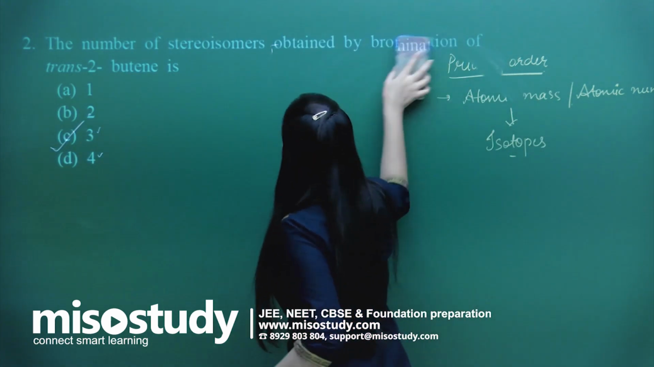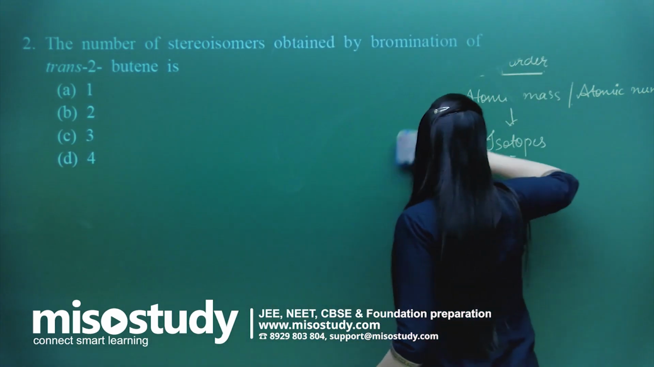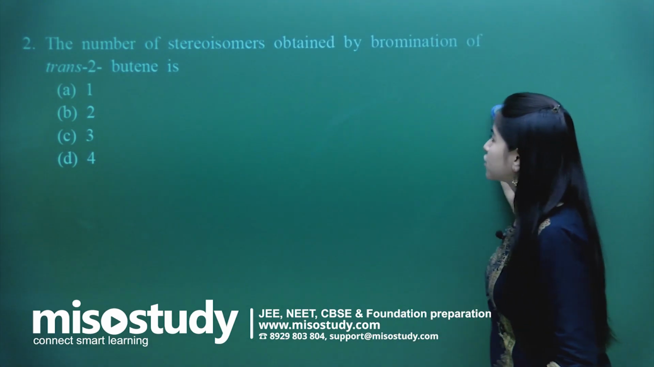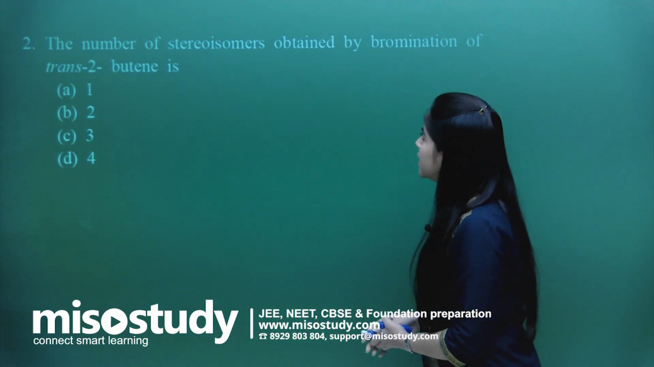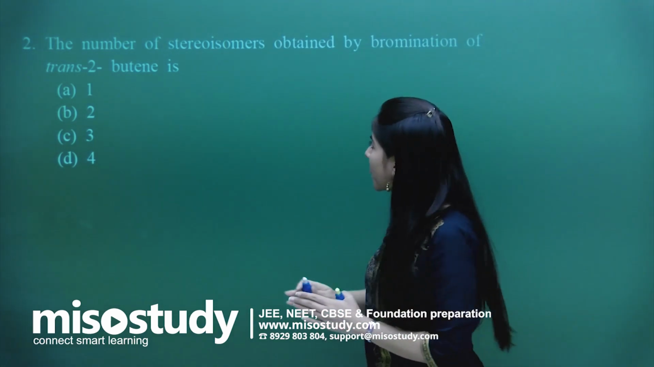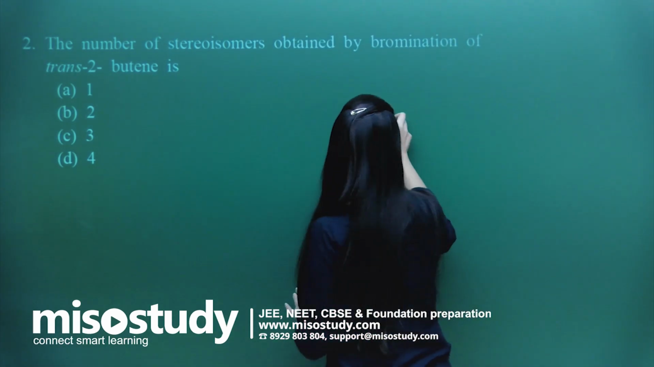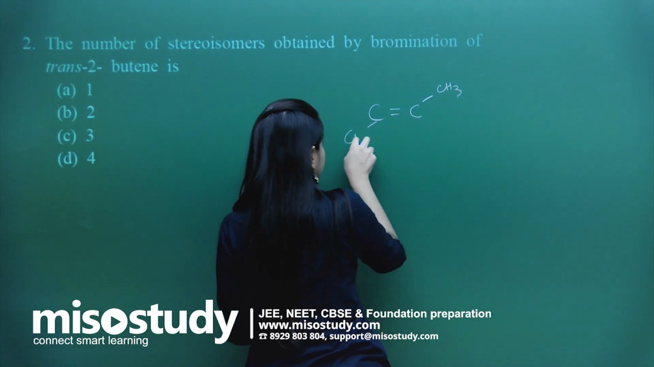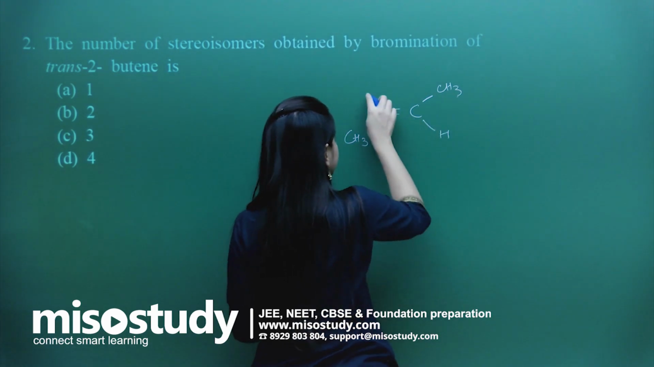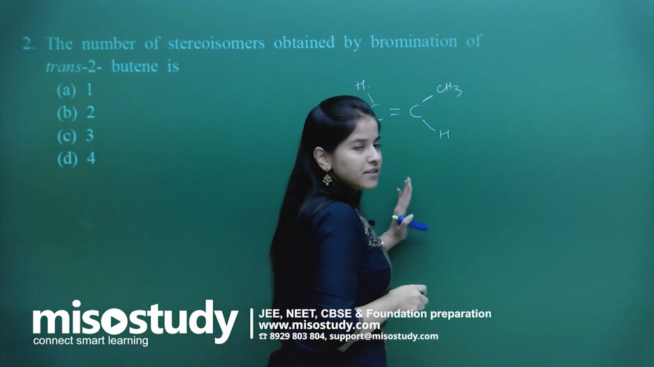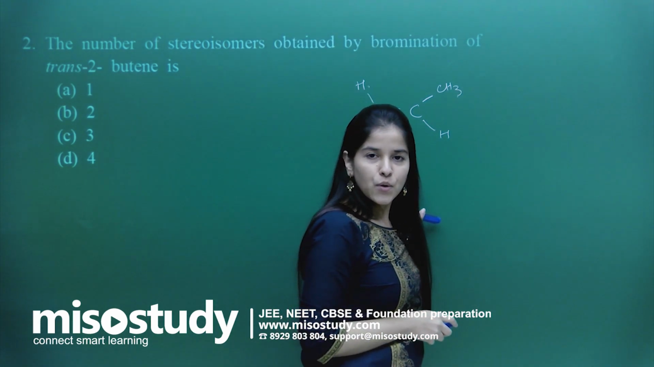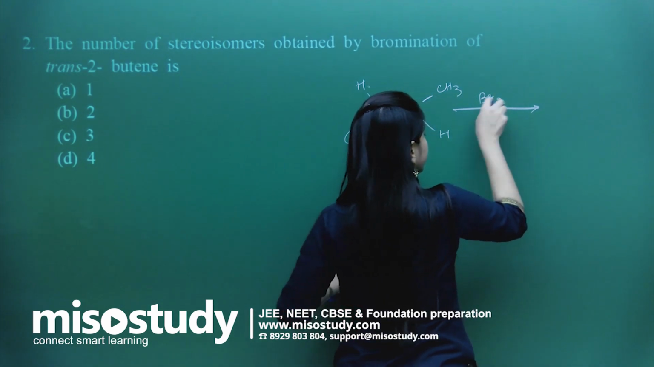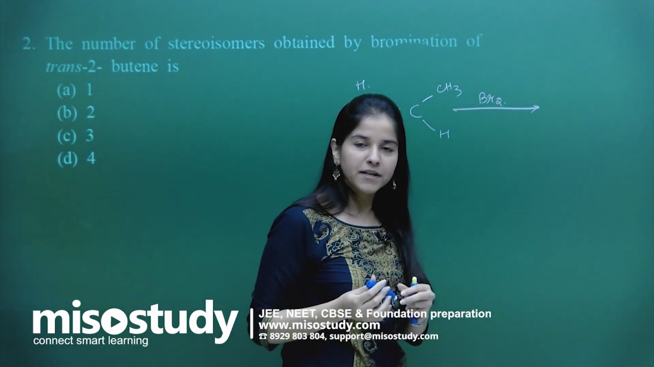So let me just rub this off. A very simple question this is. The number of stereoisomers obtained by the bromination of trans-2-butene. So I need to brominate what? Trans-2-butene. So I need to have a bromination of this compound. In the case of bromination, what is the product? So I need to brominate this. Bromination in the presence of what?